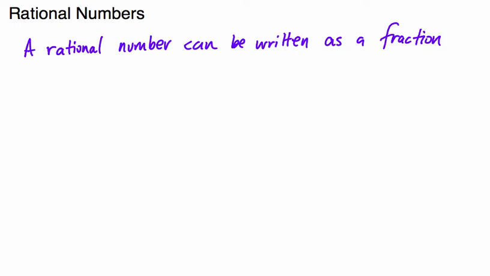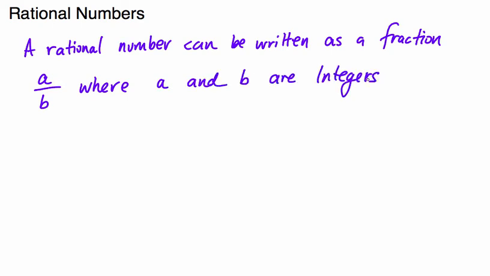Rational numbers. Let's start with a definition. A rational number can be written as a fraction, and not just any fraction, a specific fraction, a over b, and a and b have to be integers, and b isn't allowed to be 0.